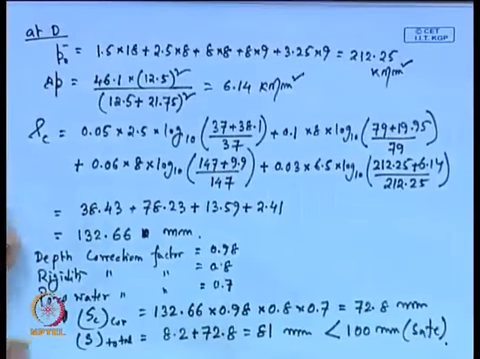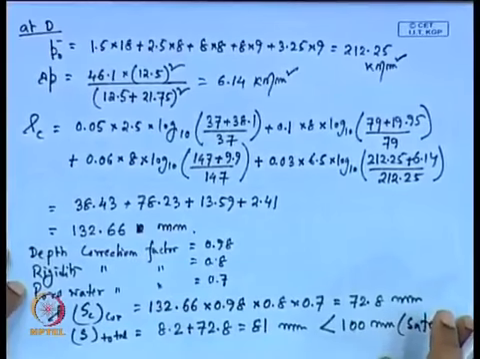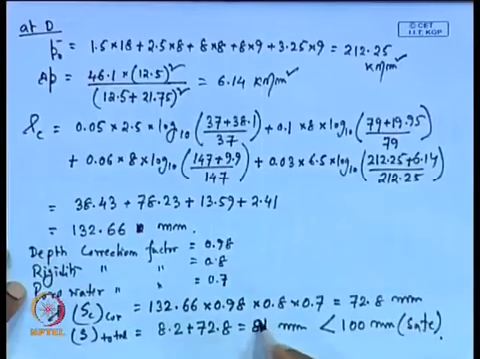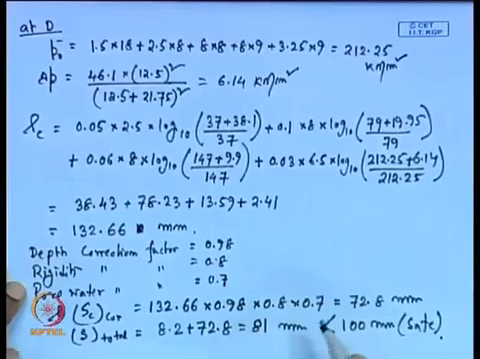So, we can redesign this, or we can again choose a new dimension, so that we can make it a more economical section. So, then we have to choose the second trial and second new dimension and make the design more economical. The process is same, because it is slightly over safe. So, that is why we have to go for the second trial or new dimension, so that we can make the foundation more economical.